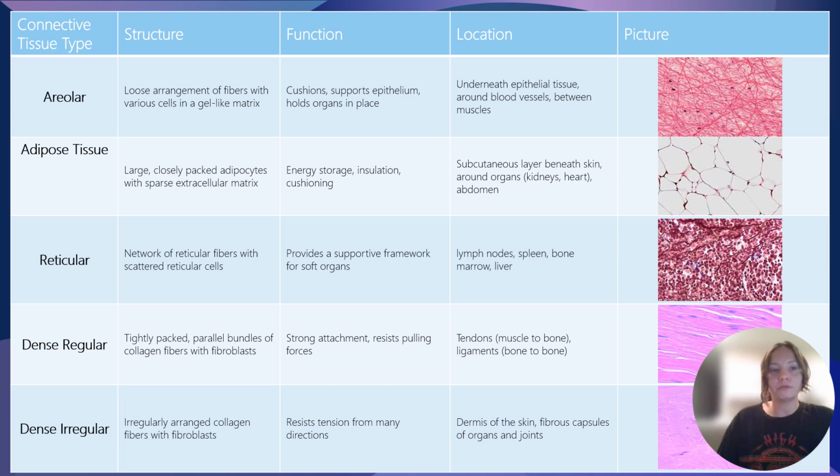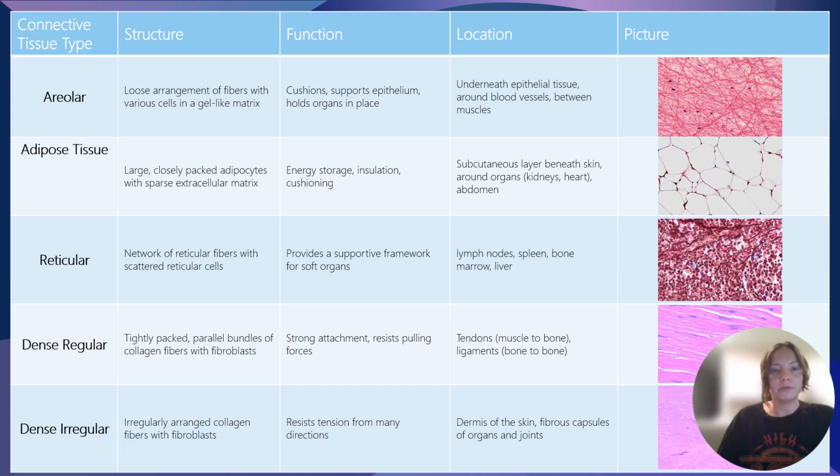Then we have adipose connective tissue. These are large, closely packed adipocytes, which are fat cells. These are considered energy storage, insulation, and cushioning sites. The subcutaneous layer beneath the skin is where you can find this. On the right side, you can see what that looks like. Going on to reticular connective tissue. This is a network of reticular fibers which scatter the reticular cells. It provides a supportive framework for soft organs. You can find these within the lymph nodes, spleen, bone marrow, and liver.